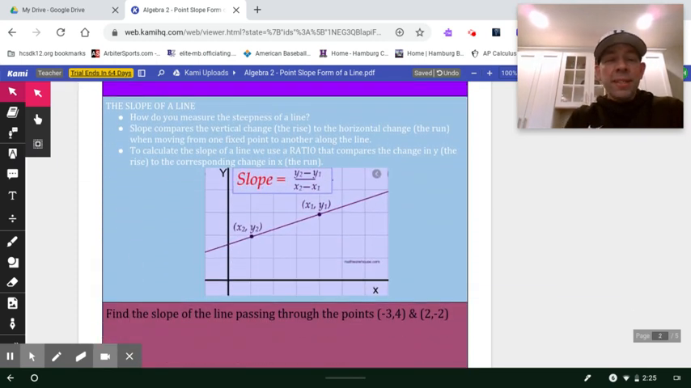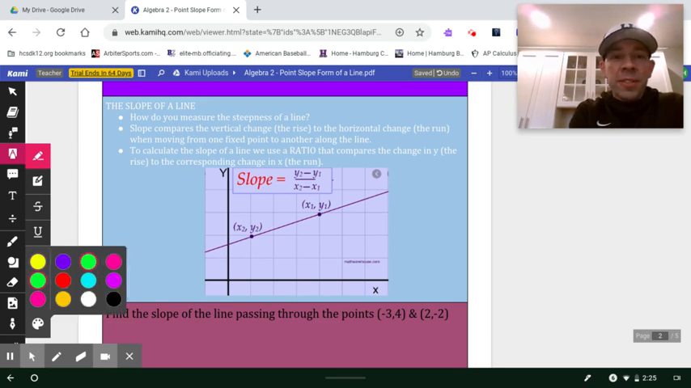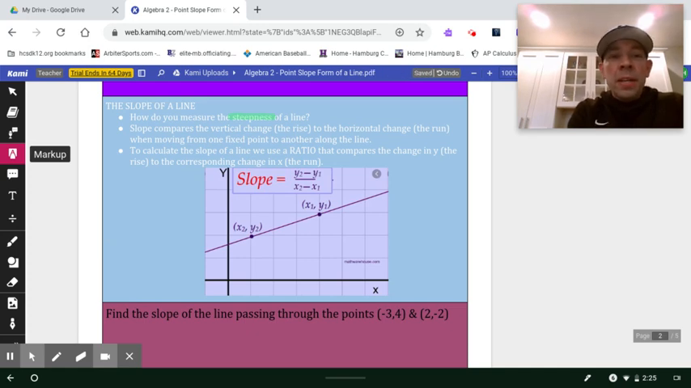So real quick, this idea of slope is so much fun. Slope is a tool that we use to measure what? Yeah, we're going to use it to measure the steepness of a line. That's a really cool word right there. So slope in its essence compares the vertical change that we usually call the rise to the line's horizontal change that we call the run, basically as you're moving from one fixed point to another along that line.